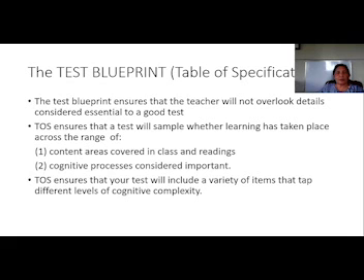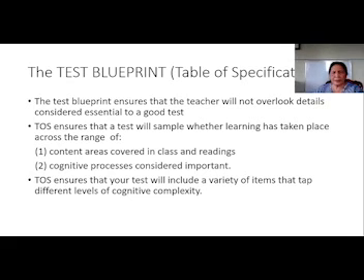Let me go back to the essential elements. So you have to indicate the content areas, and you have to indicate the cognitive processes considered important. So it will form a kind of matrix, no? Where at one side you have your content, and at the top side, you will have your cognitive processes.